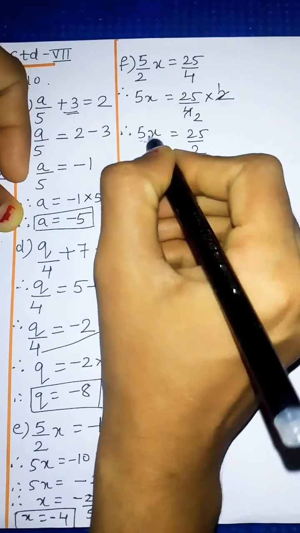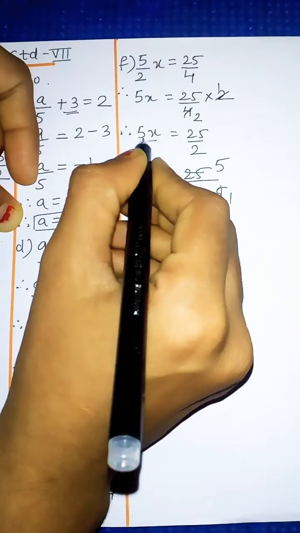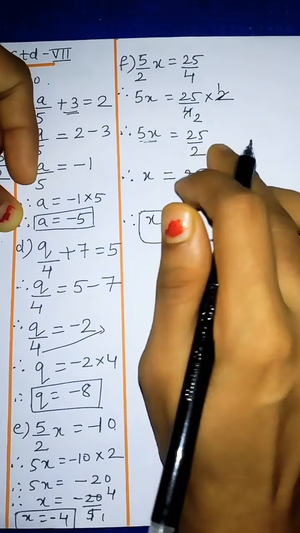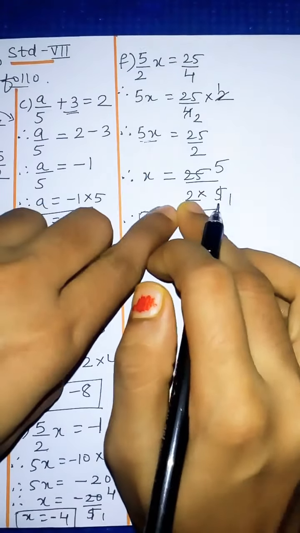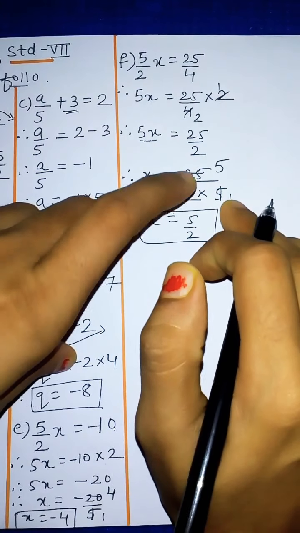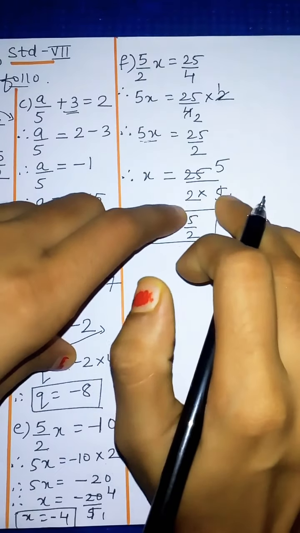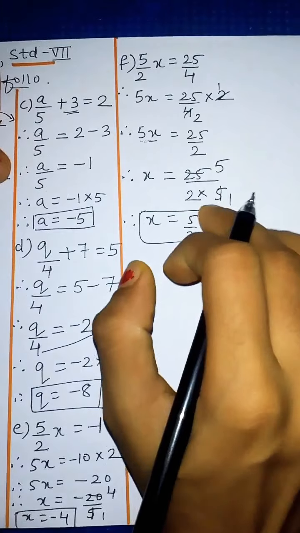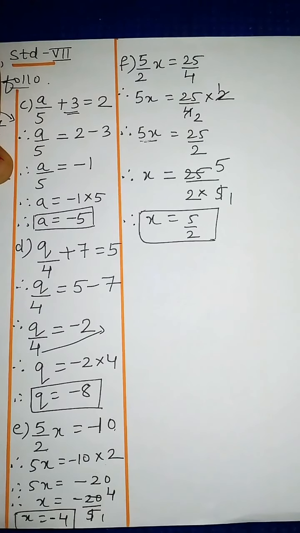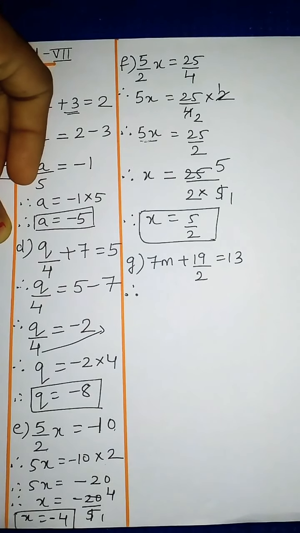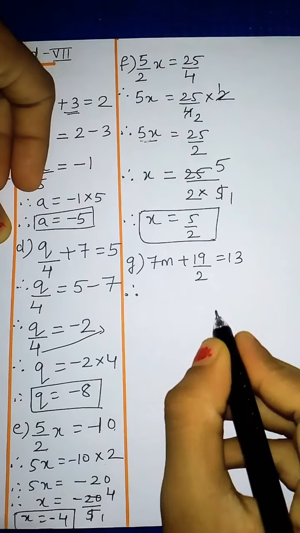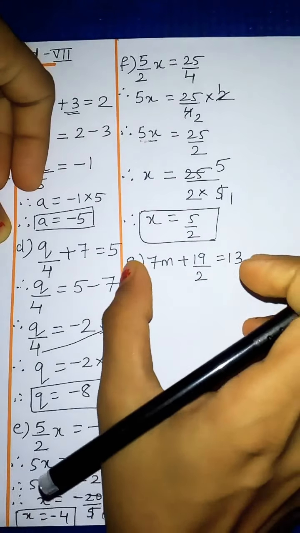Understood? This 5 was in multiplication, so it will come down here in division, but here already one number is there, 2. So 5 also we are bringing down, and 2 is already there. So between 2 and 5 multiplication sign will come. Okay. Now next question is, this is our next question, 7m plus 19 upon 2 equal to 13. So now we will solve this.